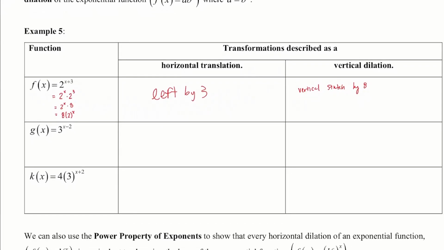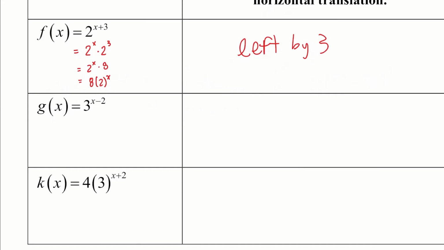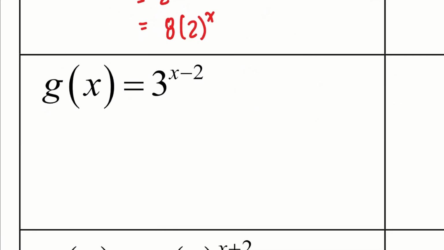Let's move on to example number 2, where we apply the same logic. Immediately on the function right now, we are going to the right by 2. Let's use our rules here to rearrange it so that we can observe the vertical dilation. I'll rewrite this as 3 to the power of x times 3 to the power of negative 2.